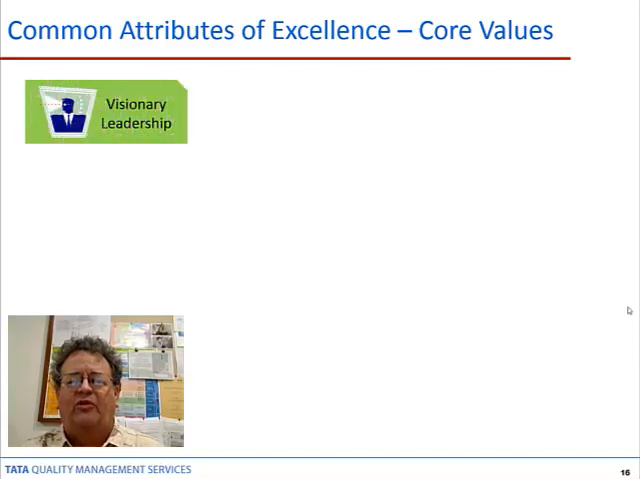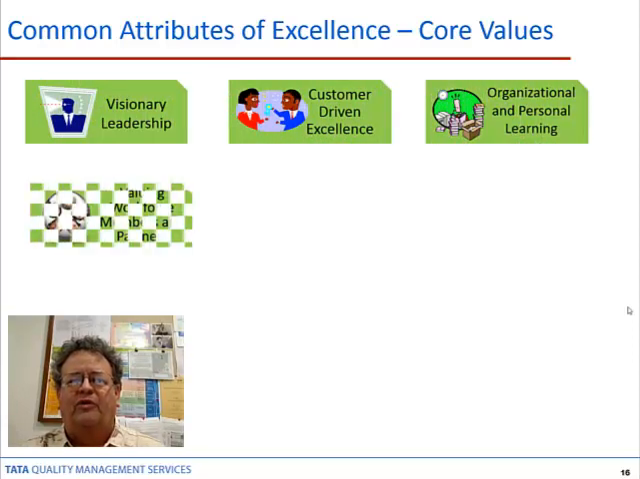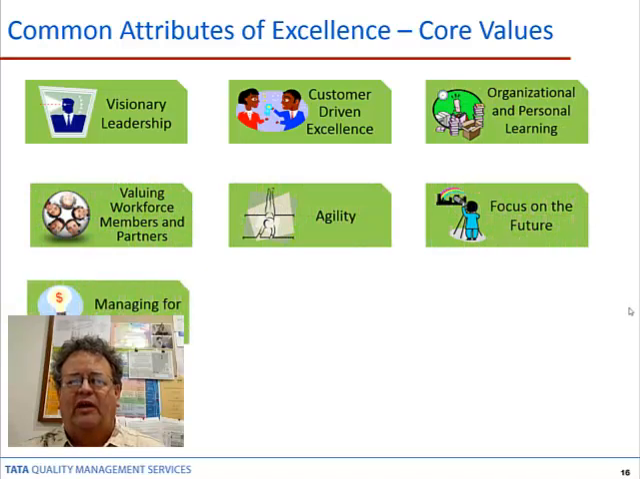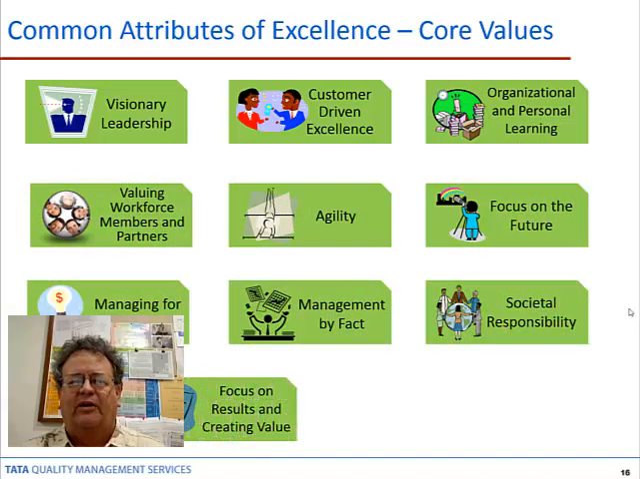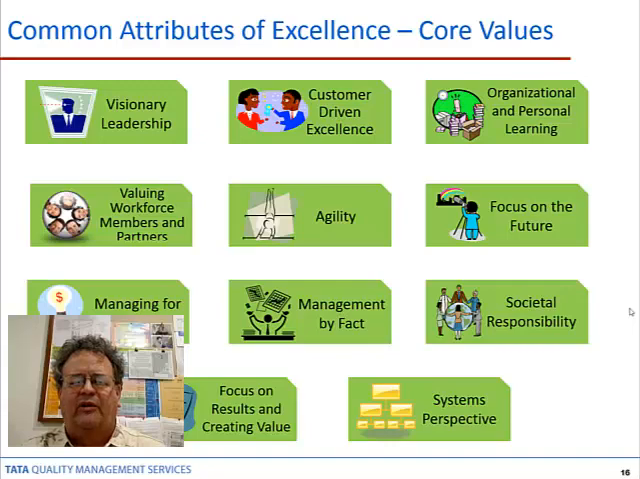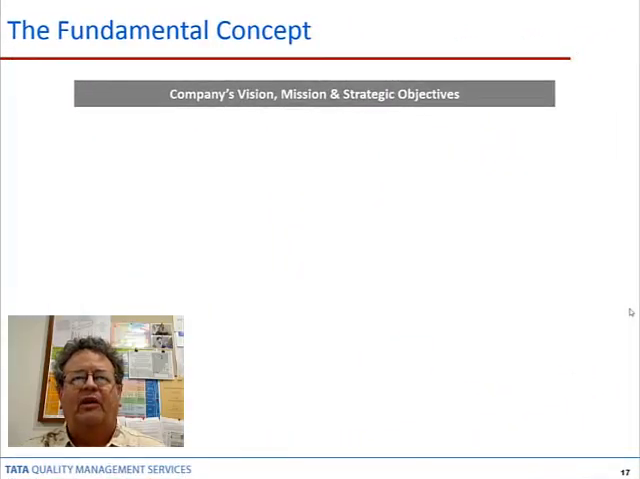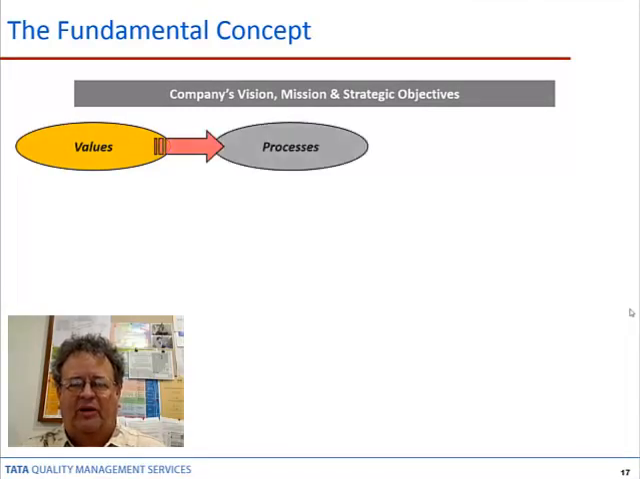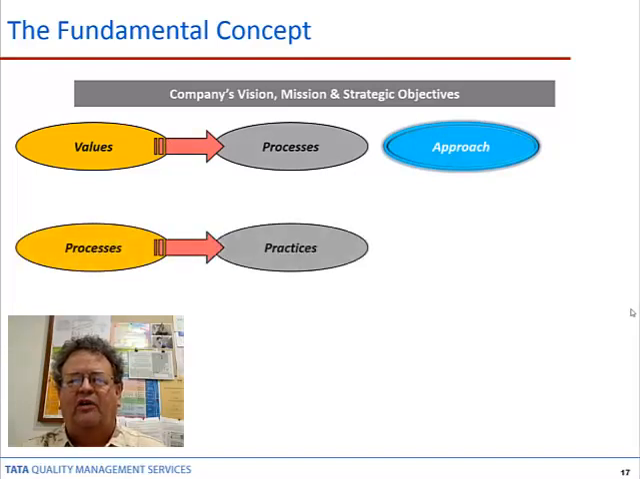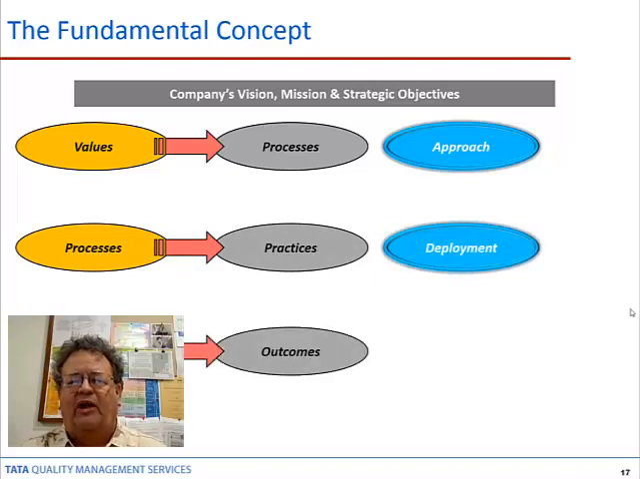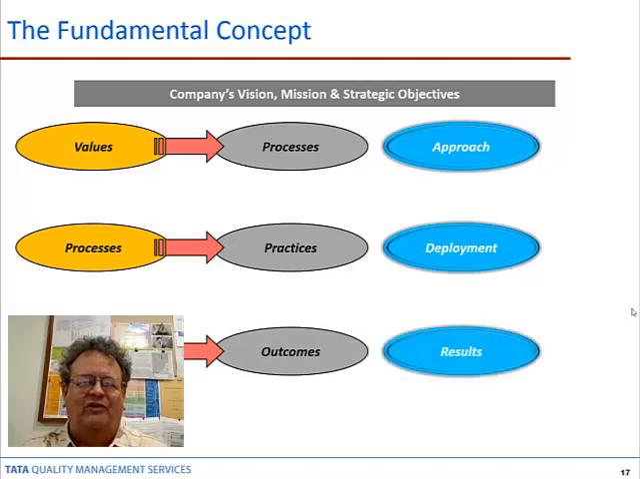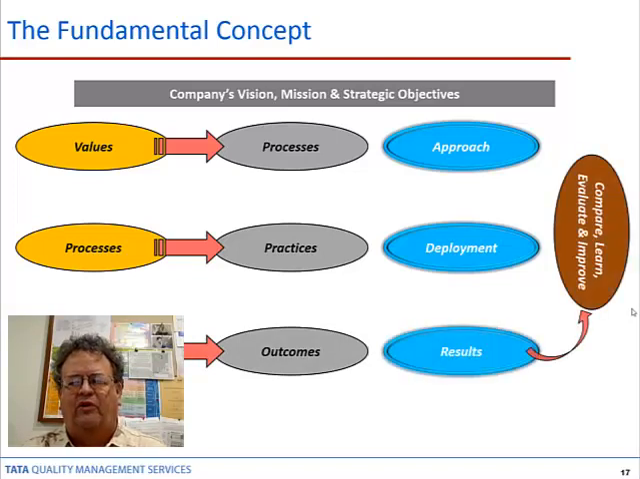And then we have the common attributes of excellence. These are the core values that are pulled from the TBEM process. You do want to have people have a little bit of a talk about what each of these are, be able to allow there to be conversation about what these things are. And then as we go forward, we can see the fundamental concept about what is this whole thing about with values and why are the values useful. Values drive processes, which is basically what you look for in approach. Processes, when you actually practice those, end up being deployment. And if those practices are actually good processes, then you'll get outcomes, and that's what we look for as results.